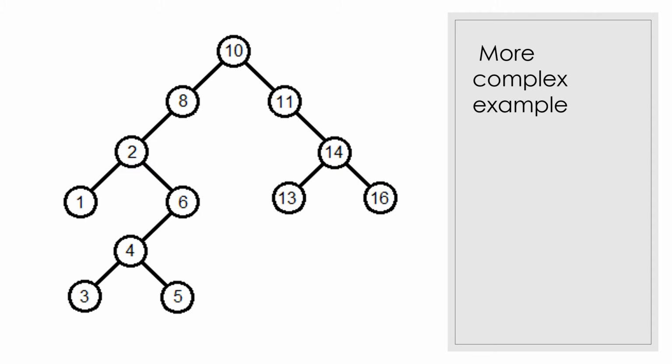Here's a more complex example, but because the tree has been written neatly, it's very, very easy to do it. So the answer would be 10, 8, 11, 2, 14, 1, 6, 13, 16, 4, 3, 5. We're going down each level one at a time, and then at a level we read across the page from left to right. If you had to do this with a tree that was written in an untidy way, you might have to check carefully what the different levels were.